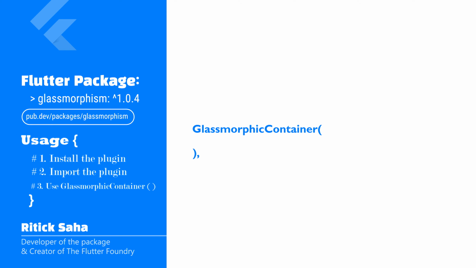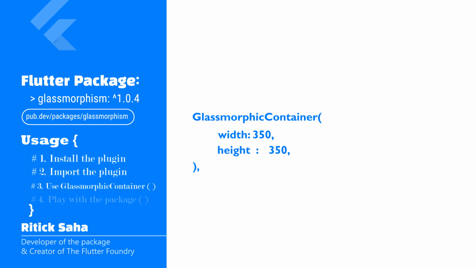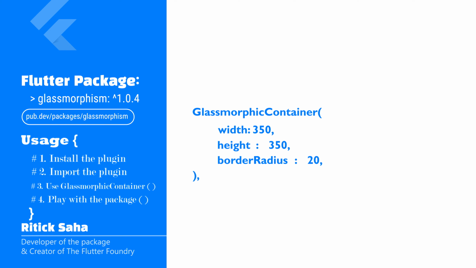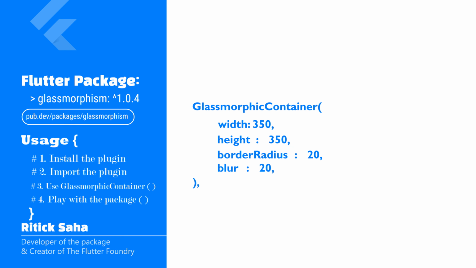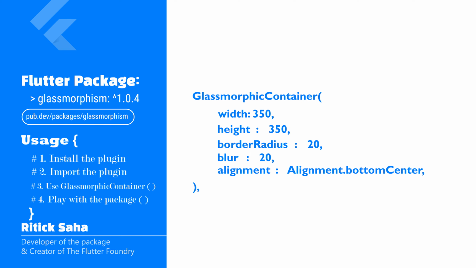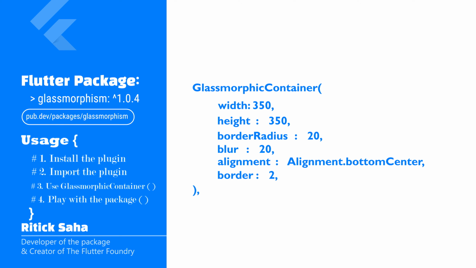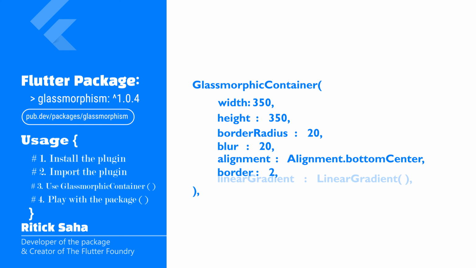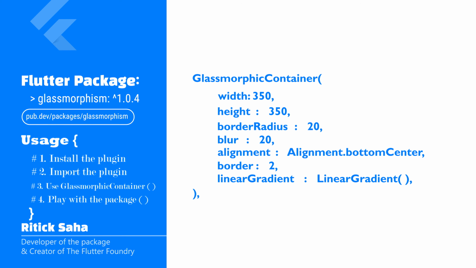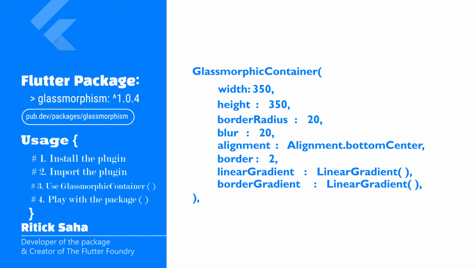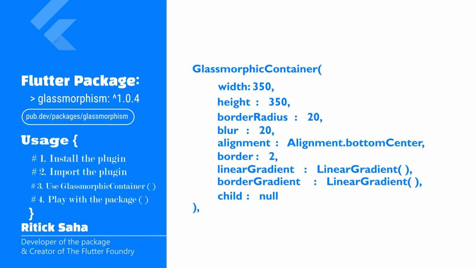This returns a stateless widget, inside which we can use width and height, which are responsible for the size of the container. Then the border radius, which controls the corner radius of the border of the container. Then we have the blur parameter that takes a double data type and controls the background blur of the container. After that, we have alignment that controls the alignment. Then we have border, which controls the width of the border of the container. Following that, we have linearGradient for the appearance inside the glass container. After that, we have borderGradient for the effect like light is bending through the corners of the container. At the end, we have child, where you can add any widget you want.